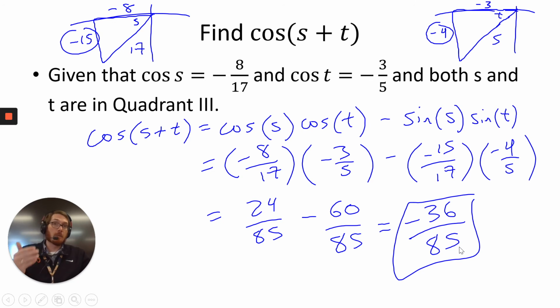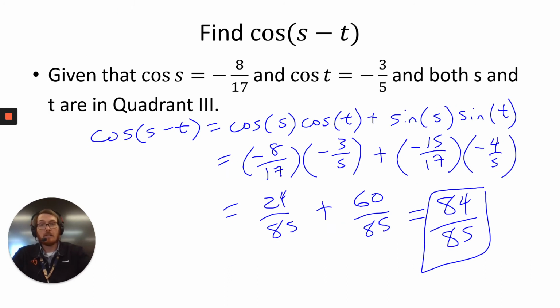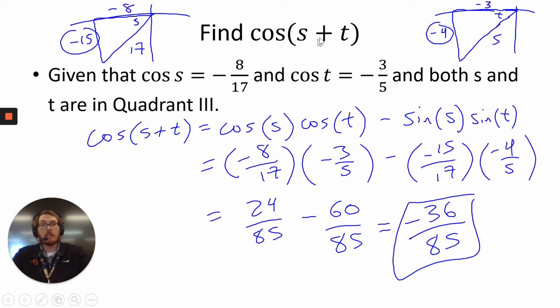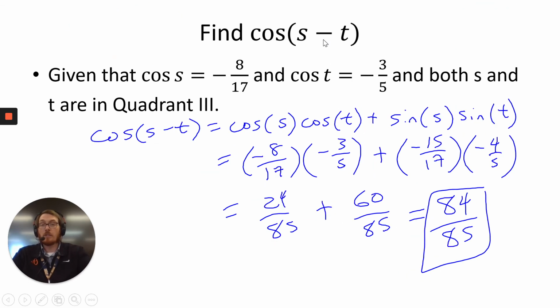Your questions are going to be more like that because that actually requires you to use the formula in some way instead of just being able to plug in the angle to a calculator. The other thing that could happen is you get the same question but with a minus. Notice the only difference is instead of cosine of S plus t like this one had, this one is cosine of S minus t. Everything else is the exact same.